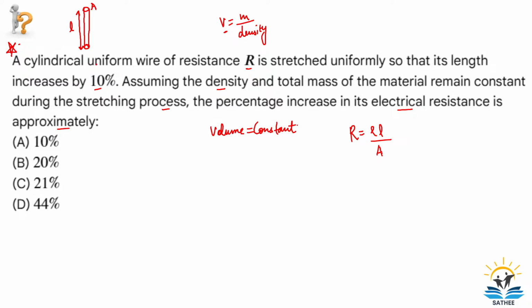Okay, 21%. Okay, let's see. So this is area of cross section, this is length. What is the volume of the cylinder? Area of cross section into length. That means volume is constant. So volume is constant, we can write area as V by L. So we will modify this formula: rho L into L by V, that means rho L square by V. Now rho, resistivity, is constant for a material and volume is also constant. That means resistance is directly proportional to L square.